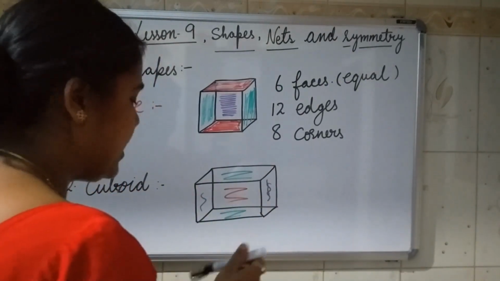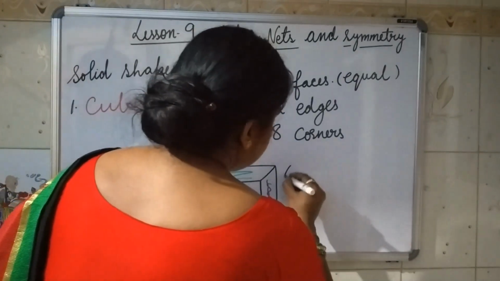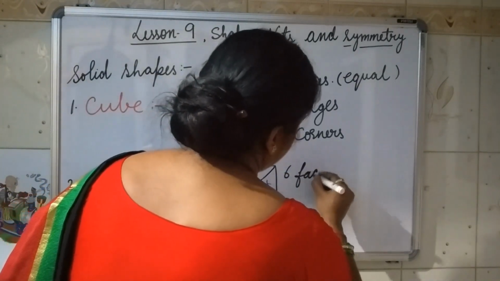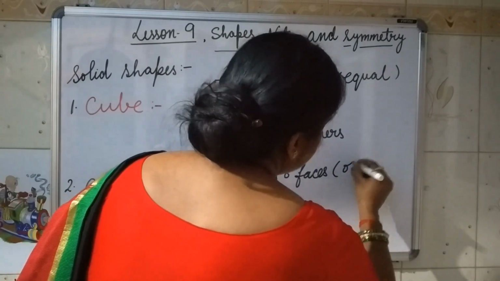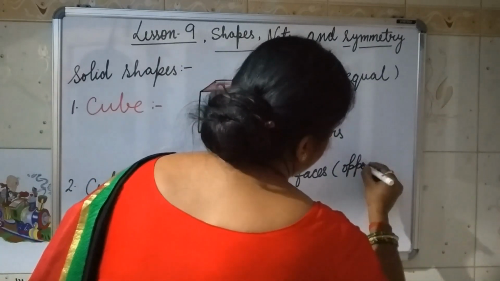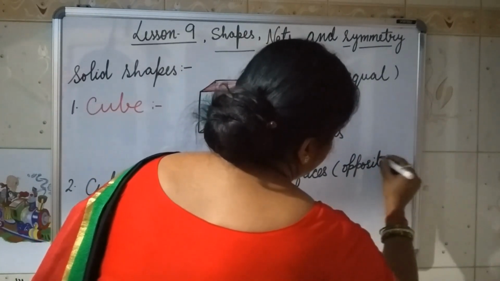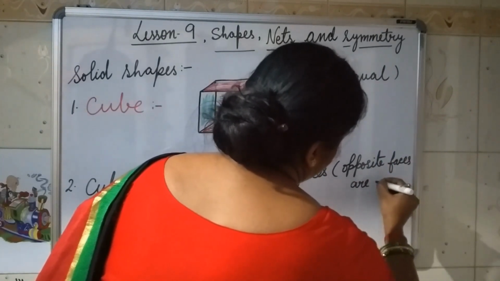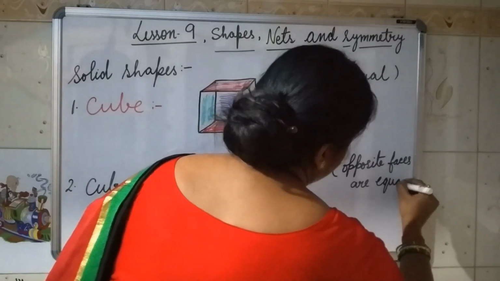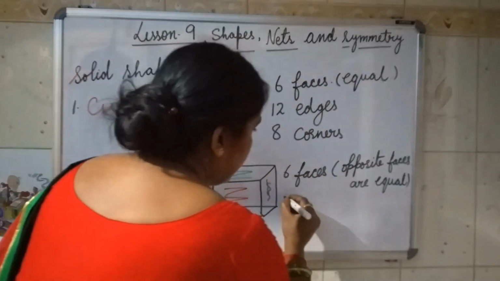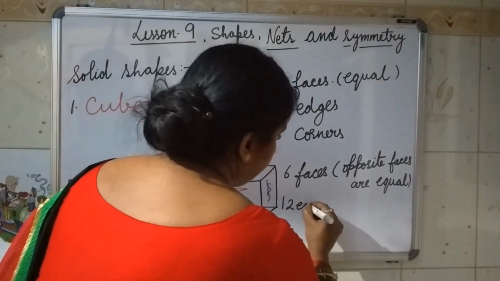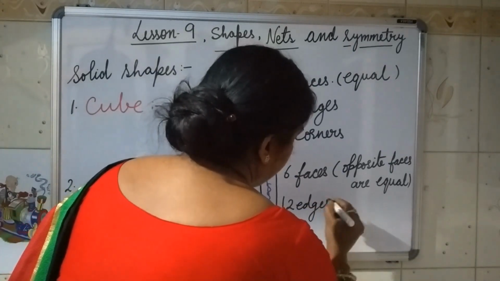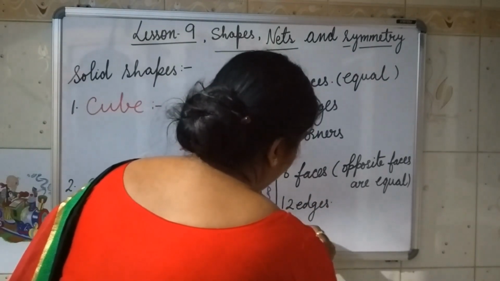Okay, so the same thing you have to write down here. 6 faces, opposite faces are equal. Then 12 edges and 8 corners.